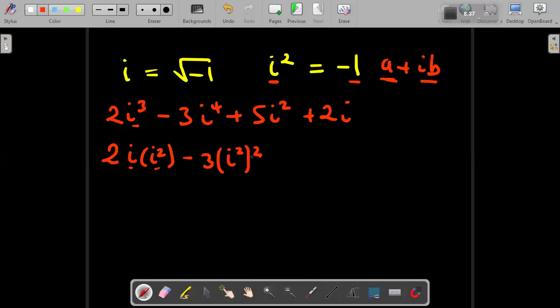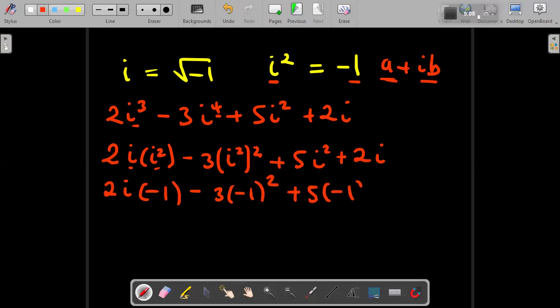So this is the same, because this by 2 times 2 here, I'll get what? The power 4 there. So I'll get that. Just keep that, then plus 2i. So now I can replace where there's i squared with -1. So 2i -1 minus here 3, then I have 5 -1 plus 2i.